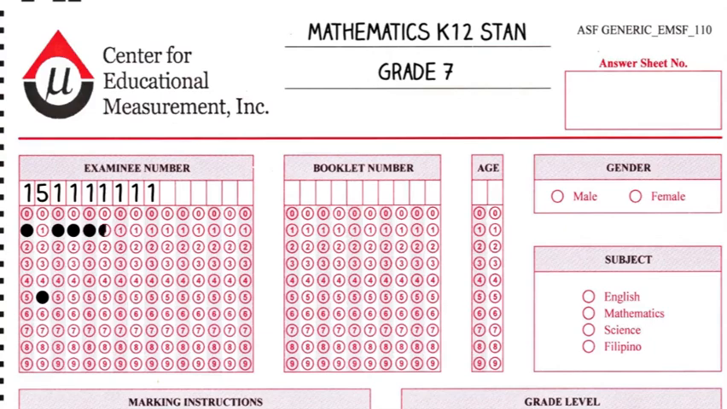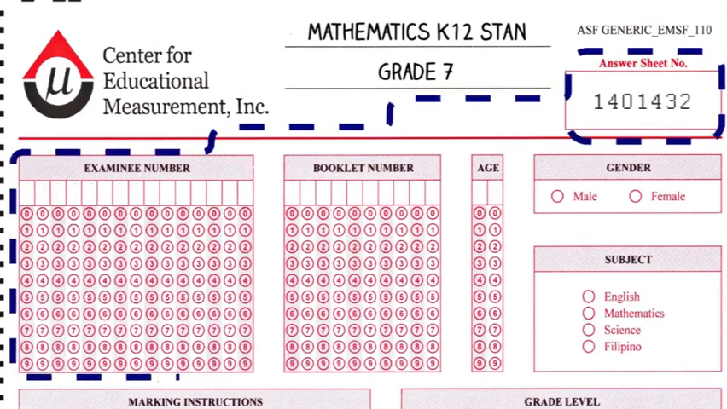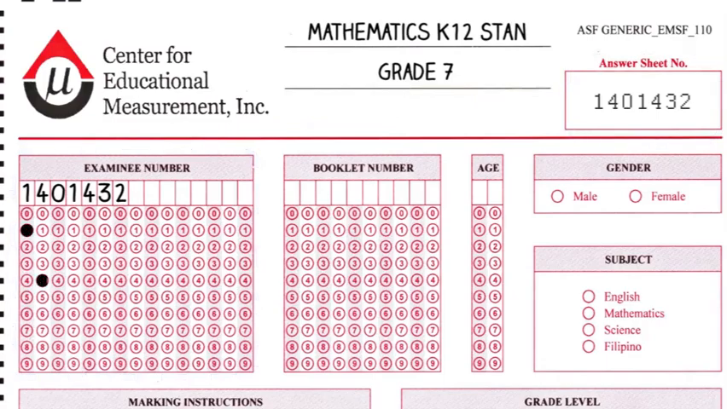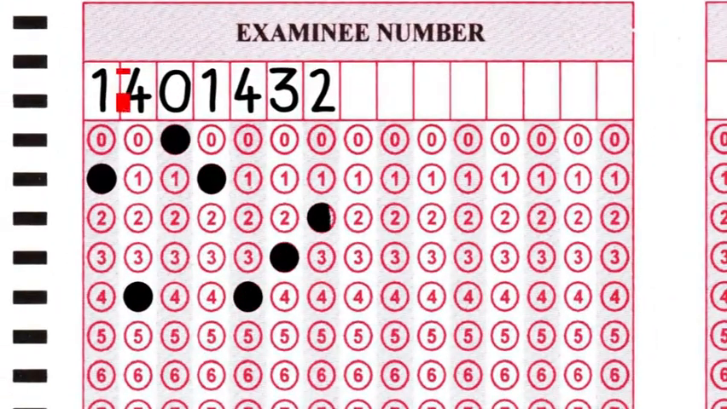If your examiner asks you to copy your answer sheet number on the upper right-hand corner, write the numbers in the boxes provided for examinee number. Always start writing from the leftmost box. Make sure that there is only one number inside each box. Write neatly.